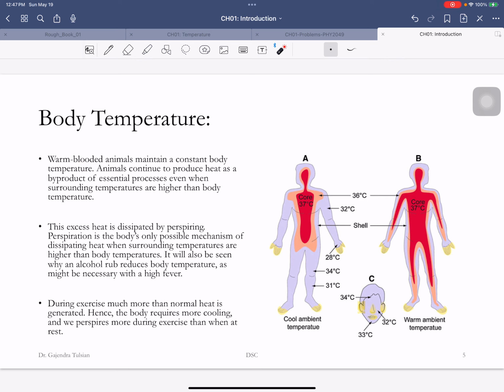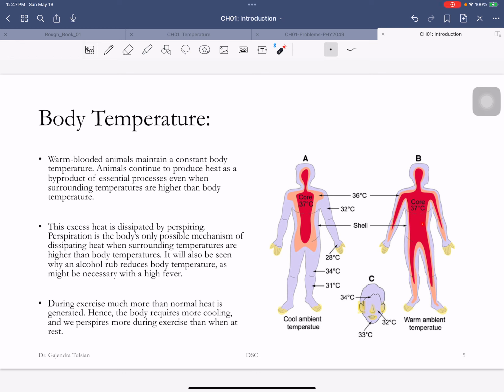So warm-blooded animals maintain a constant body temperature. All your bodily processes have to go on irrespective of what the temperature is outside. So you continue to produce heat as a byproduct of essential processes, even when the surrounding temperature is higher than the body temperature. So what we're saying is, your body temperature is 37 degrees, and let's say the outside temperature is 40 degrees Celsius.